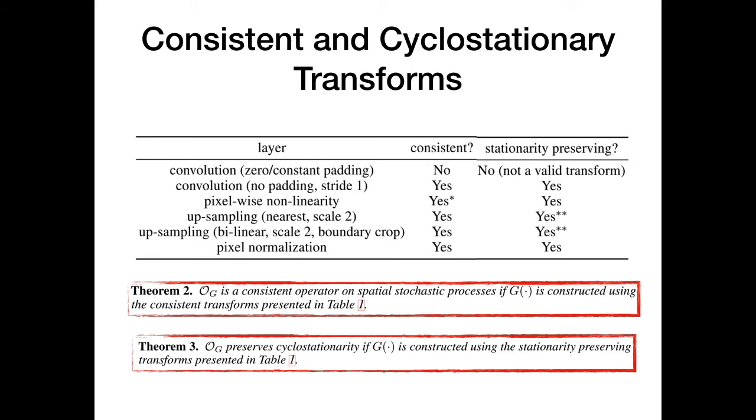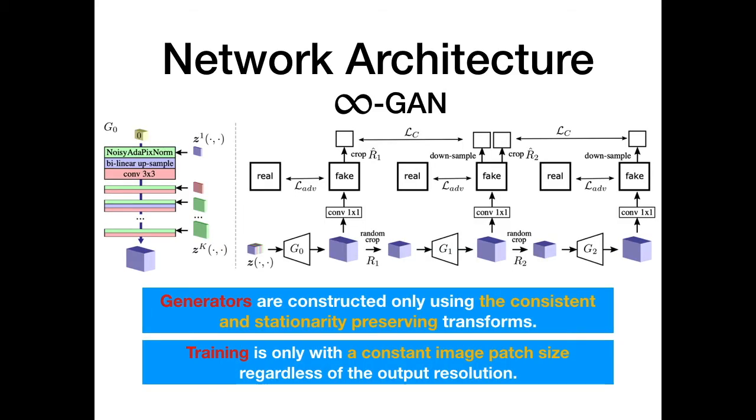We proved that if the generator is constructed using the transforms in the table, then the generator is consistent and stationarity preserving. We demonstrate our theory using a model based on spatial GAN and SinGAN with two modifications: using consistent and stationarity-preserving transforms, and using fixed patch size training.